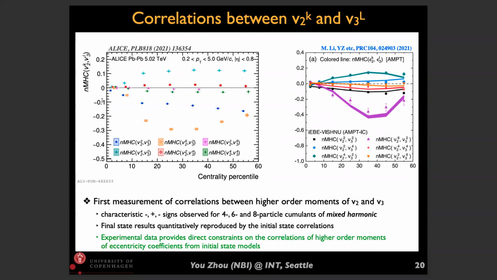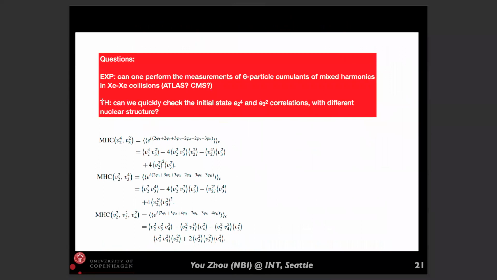And then we also did some model calculations with hydrodynamics, with IP-Glasma initial conditions. And we find, again, if we use the assumption that Vn is proportional to epsilon n, or V2 and V3 are proportional to epsilon 2 and epsilon 3, we do a calculation in the final state with hydrodynamic evolution. We also have the calculation in the initial state, epsilon 2, epsilon 3 to the higher order. They are basically identical. So that means we can use the mixed harmonic cumulants to constrain the high order correlation in the initial stage, which cannot be accessed with only low order symmetric cumulants. And then the question is, can we also perform such measurements with 6-particle cumulants in xenon-xenon collisions?